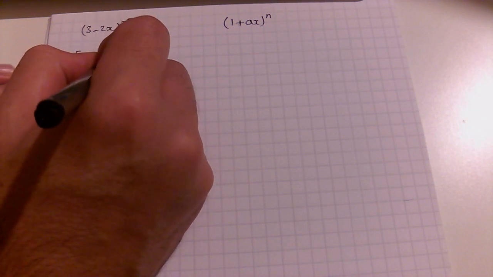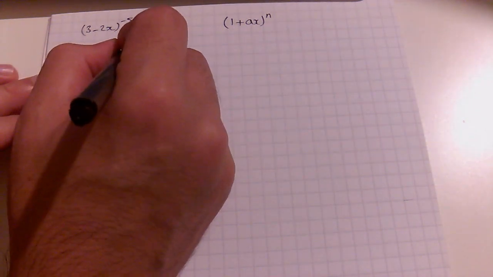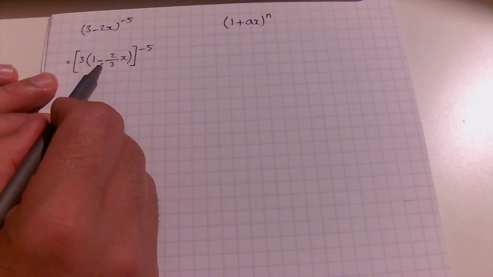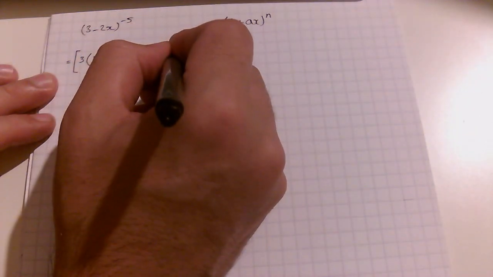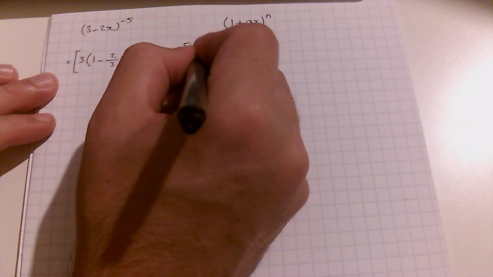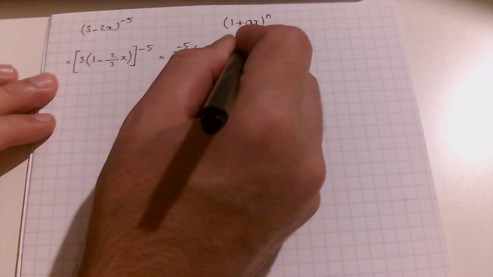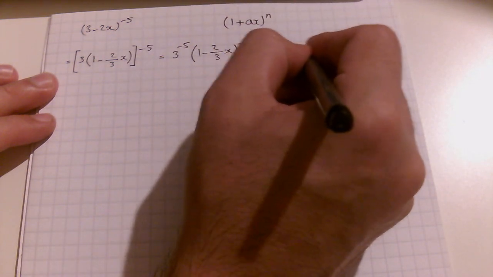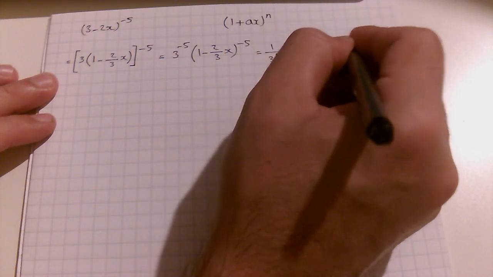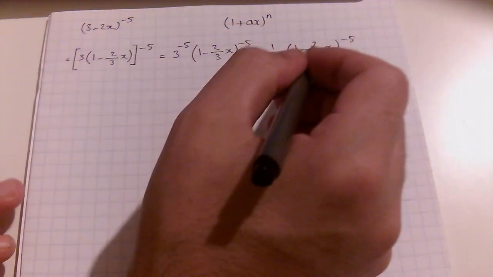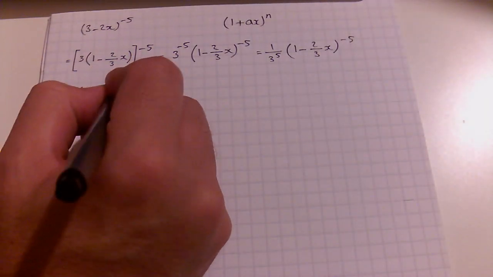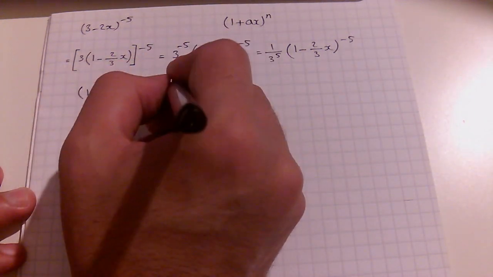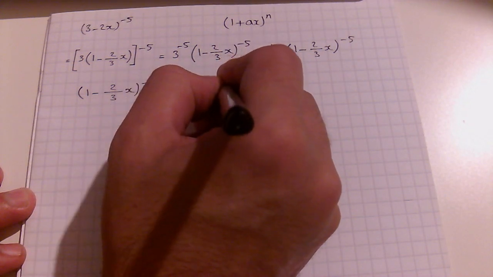So what we need to do is simplify this first. Let's factorize out 3. We get 3(1 - (2/3)x) all to the power of minus 5. Now this minus 5 is for both 3 and 1 minus 2/3 x. So we could write down 3 to the power of minus 5 times (1 - 2/3 x) to the minus 5. We know that 3 to the minus 5 is 1 over 3 to the 5, times (1 - 2/3 x) to the minus 5.